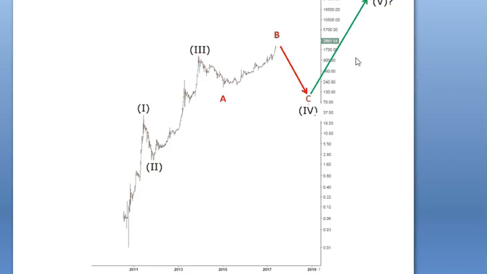Here is the same big picture, but in a logarithmic scale. I think it's very important to keep this big picture. From the genesis, or close to it, of Bitcoin, 1, 2, 3. I can call this an expanded flat. A, B goes higher than the prior peak. C. This C will be that huge crash after wave 5, going to around, let's say, 130.